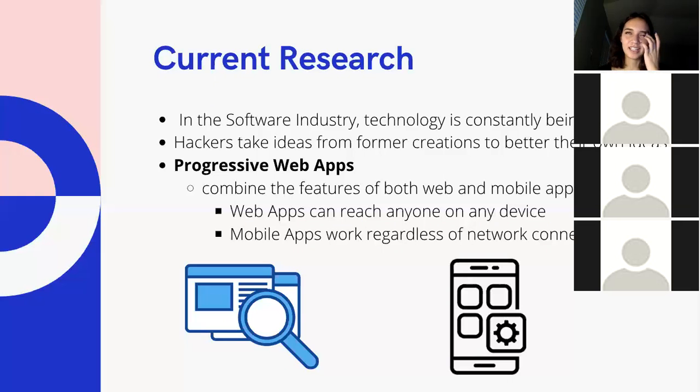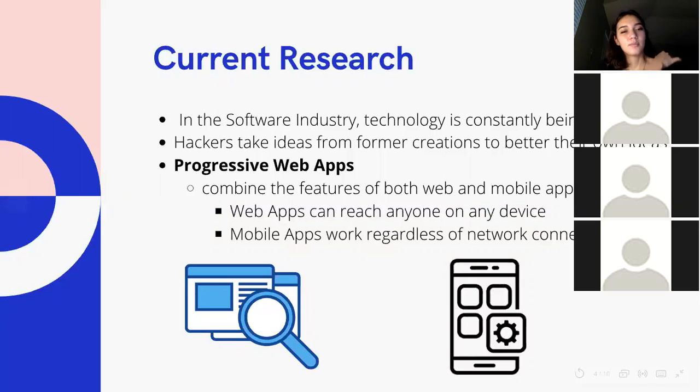And while this can be true to an extent, that's basically what hackers are doing: they're taking code that already exists, or taking ideas that already exist, and they're using their own knowledge to make them better. So one way that has been applied is through something known as progressive web apps, and I wanted to discuss this because it kind of connects with my own project.